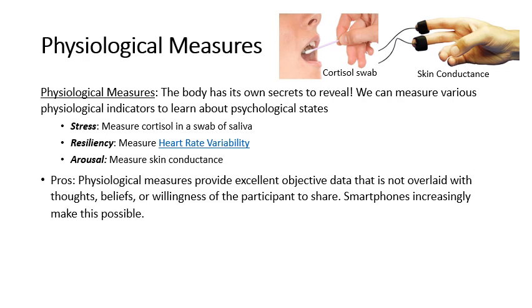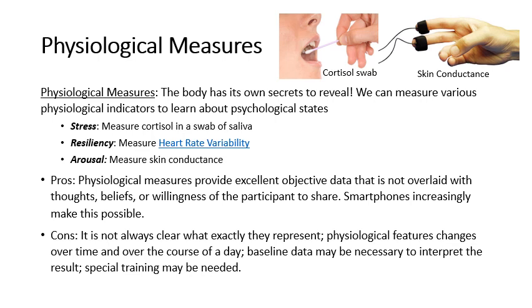And all of these are indicators of psychological states, and the pros are, they're kind of nice. They provide excellent objective data. It's not overlaid with thoughts. You can't think yourself out of producing cortisol. If you're stressed, your body's going to produce it. Your beliefs aren't going to interfere with it, or if you want to keep it secret, your body might still reveal the secrets. Smartphones make this even increasingly possible because a lot of health data can be recorded through a person's smartphone.